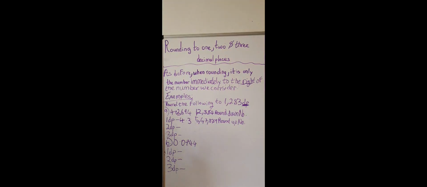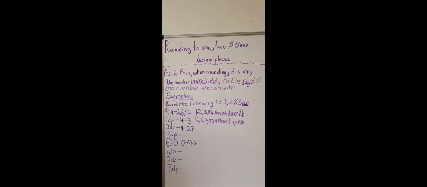So I move on to the next question. I'm going to round this to 2 decimal places. So 1, 2, and this is the number to the right of the number we are looking at. This is a round up number, so this adds 1 to 6, and 6 plus 1 gives us 7. So the answer is going to be 4.27. I hope you understand what I'm saying.